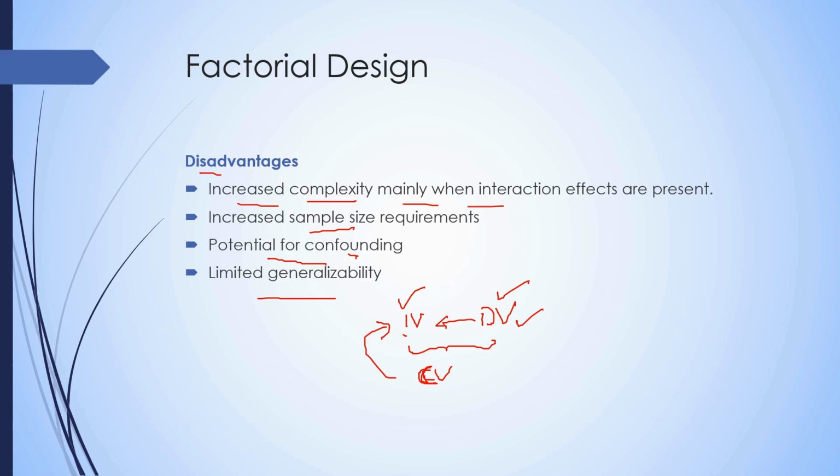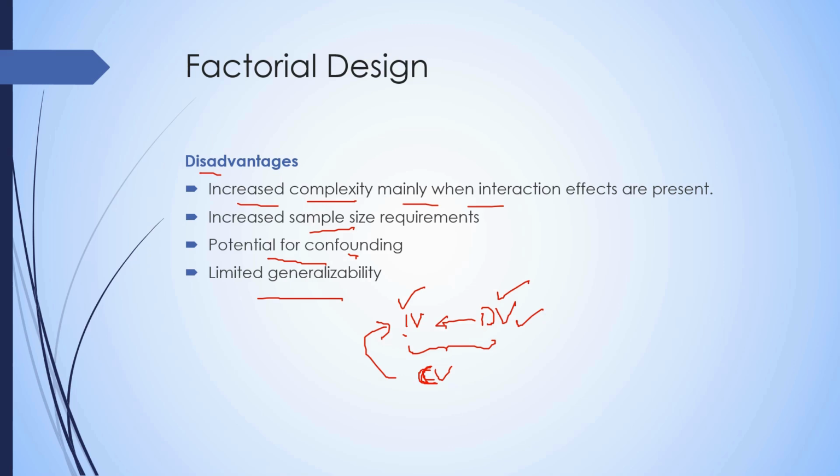Limited generalizability. So with factorial design, the more complex it is, the less chance there is that you can generalize your result. Generalizing means whatever result you are getting for your sample, you will be extending that to the whole population. That generalizability will decrease with the factorial design. So this was all about this topic.